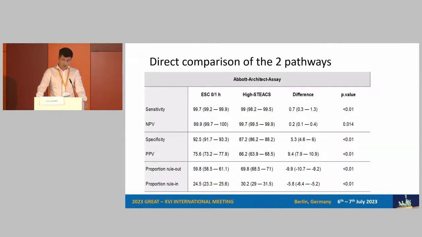When we look at the direct comparison of the two pathways and check the safety measures, sensitivity and NPV, we find a small but significant difference of 0.7 for sensitivity. For specificity, we find a difference of 5.3 in favor of the ESC 0/1-hour algorithm. But when we check the proportion of ruled-out patients, we find that 10% more patients were ruled out with the High-STEACS pathway.